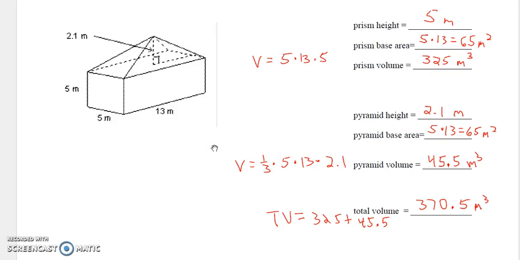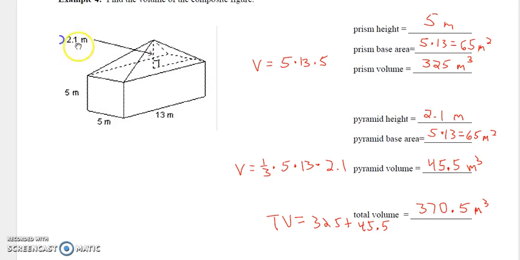The pyramid has the exact same base as the prism. It's sitting right on top of that prism. They're sharing that base, so its base area is going to be exactly the same. It's still that rectangle. The height of the pyramid is from here stretched up to the top of the pyramid, which is 2.1.